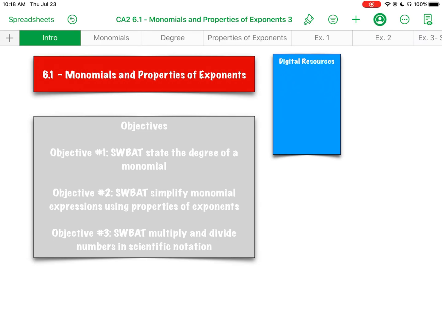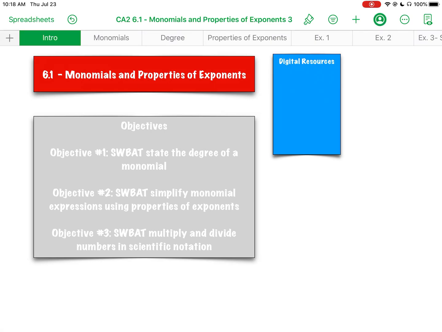All right, we're moving into chapter 6, which is a chapter on polynomials. But here in the first section, before we can talk about polynomials, we have to look at monomials to start. All right, so we're going to define what it means to be a monomial, how to find the degree of a monomial, and then we're going to be looking at some properties of exponents that can be used to simplify some monomial expressions.